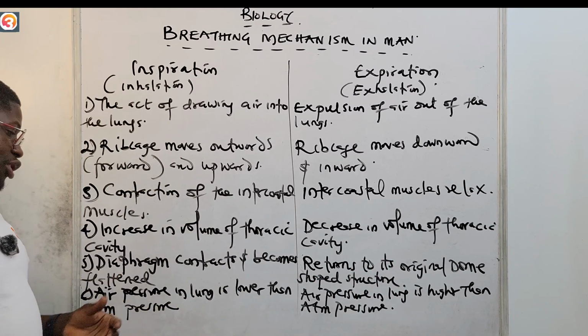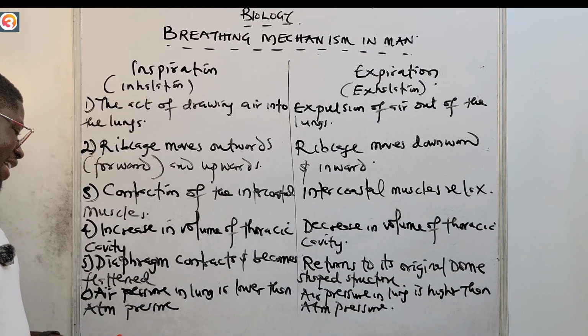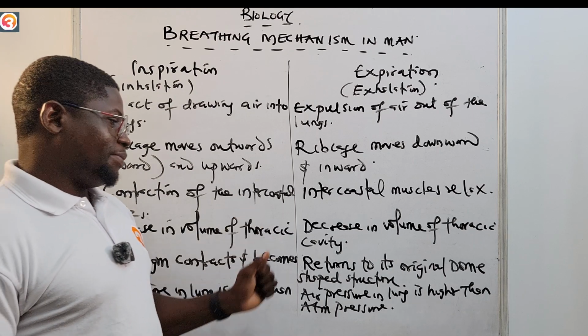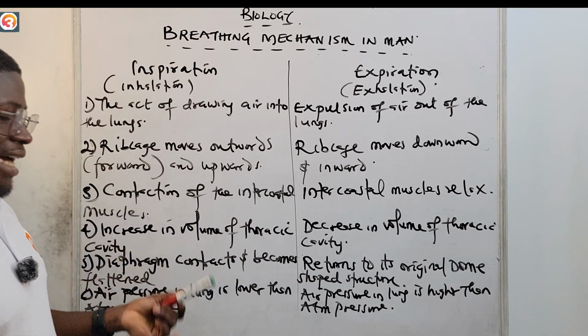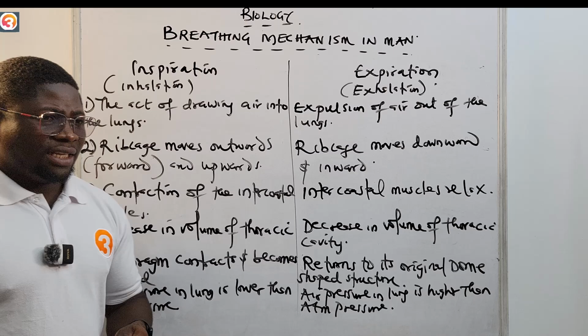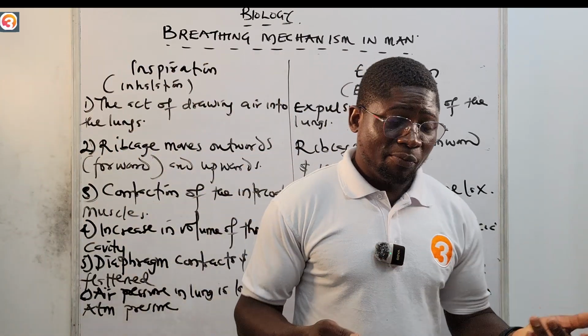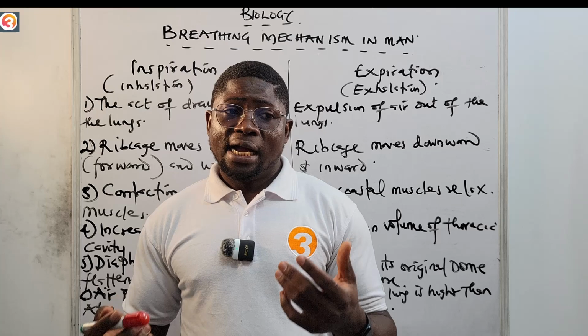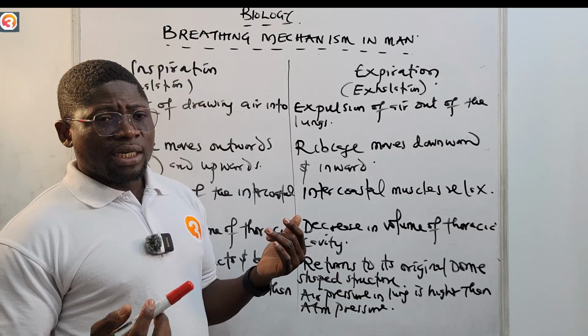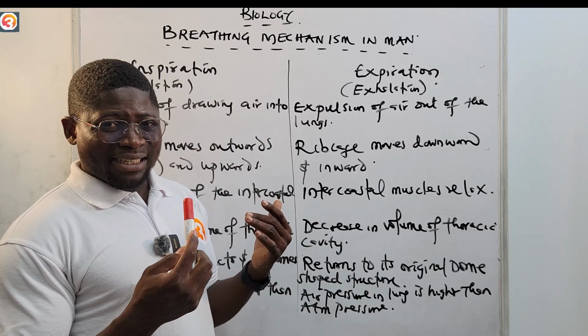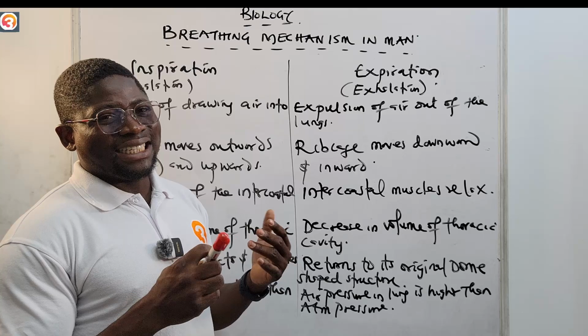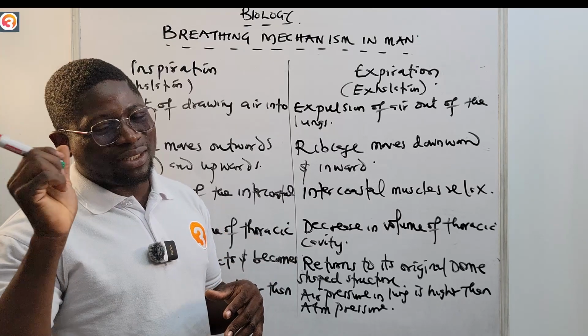Number 6, the air pressure in the lung is lower than the atmospheric pressure during inspiration, while during expiration the air pressure in the lung is higher than the atmospheric pressure. There is also the issue of water vapor. Water vapor is important because the air you are taking in is less humid than the air that is already present in the lung.